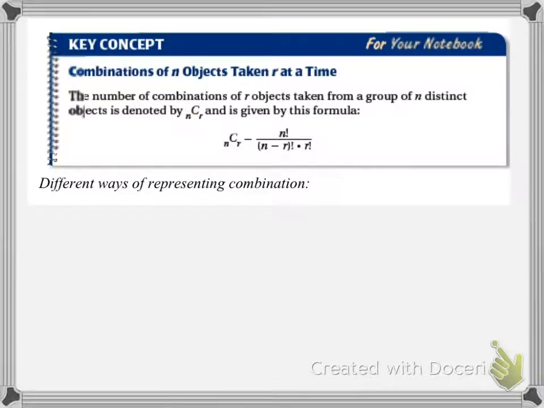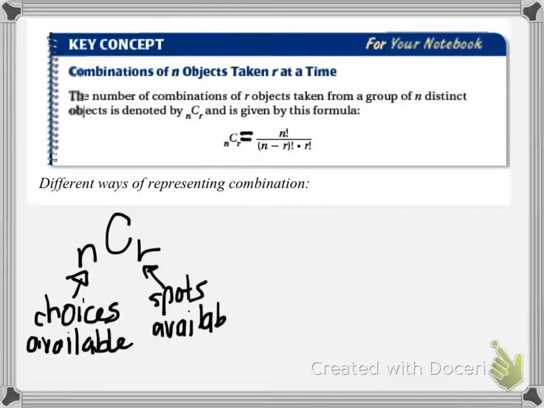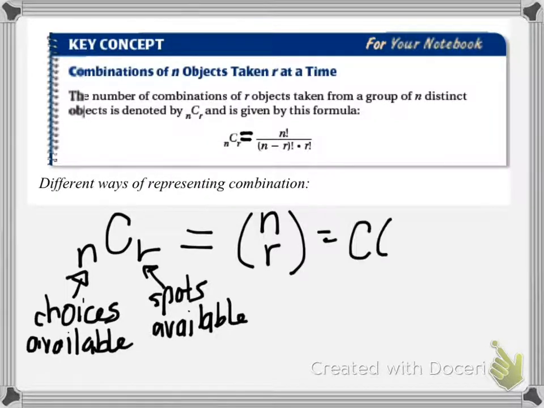There is a nifty formula for this as well. On your worksheet, make sure that says equal. You could use the formula written up here, but just like permutation, you can also write it as a symbol. If you see the symbol nCr, it is the same idea as with permutation. This is the number of choices that you have available, and this is the number of spots that are available. You may also see the notation written this way, or this way. All three of them represent combination.